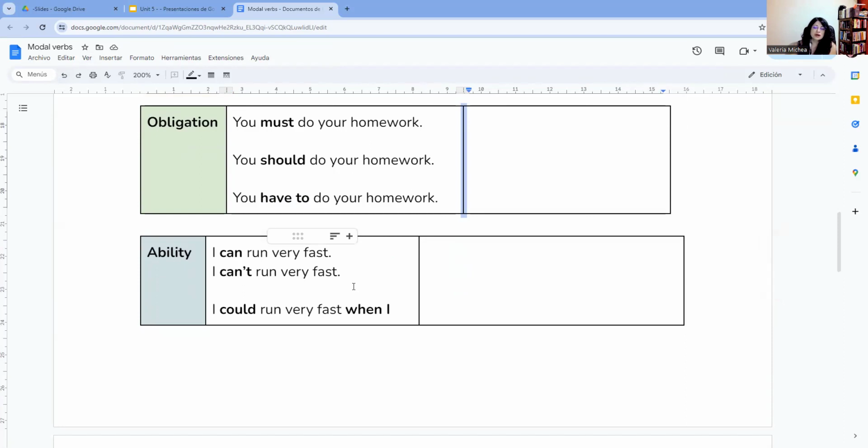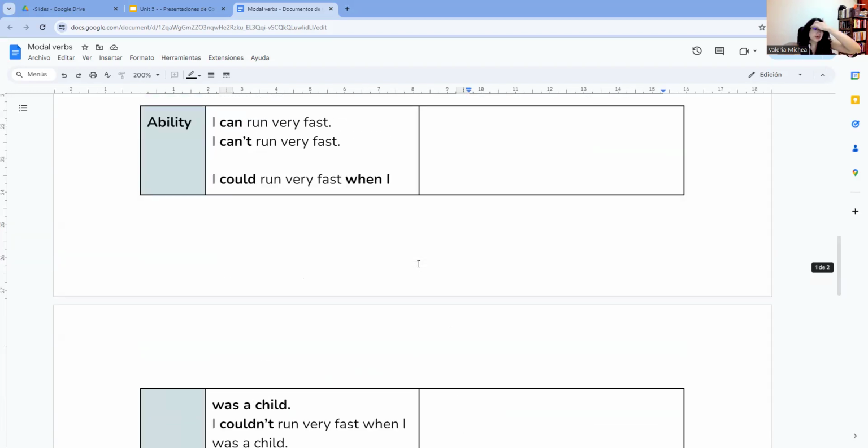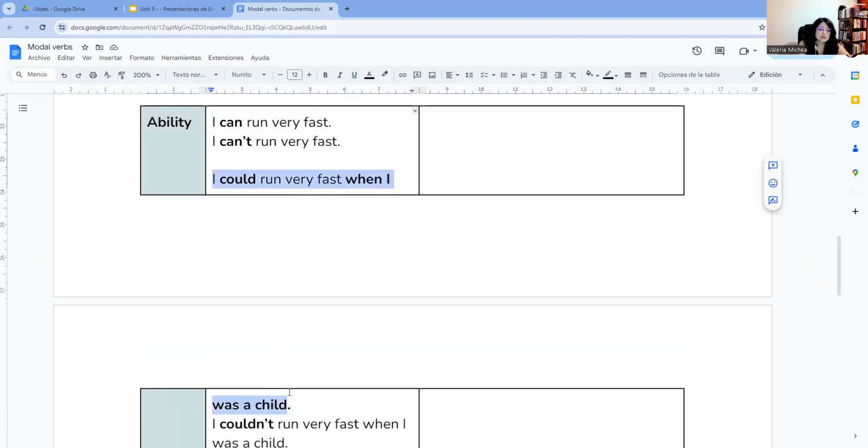We can also use can't in the negative form. So, I can't run very fast. And we can use could when we talk about the past, like a past ability. In that case, you can say, I could run very fast when I was a child.